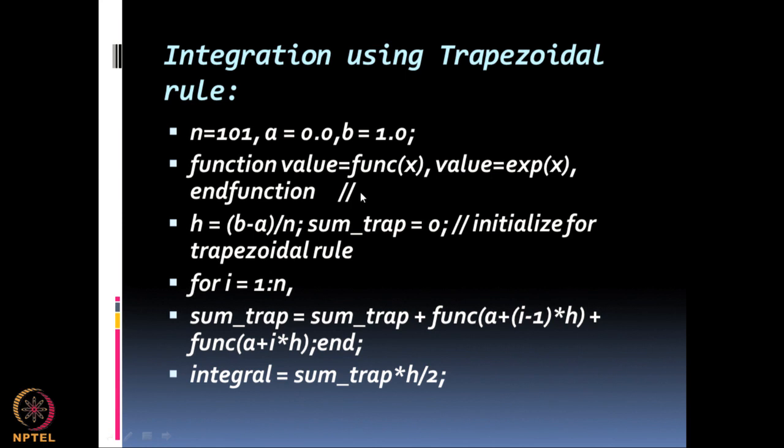Now, next I will define h, which is the spacing. What was the spacing here? It was 0.01, so b minus a divided by n. I should define n here, n is already defined as 101. So, this is the spacing between the points. Next is sum trap equal to 0. So, this is my initial value.